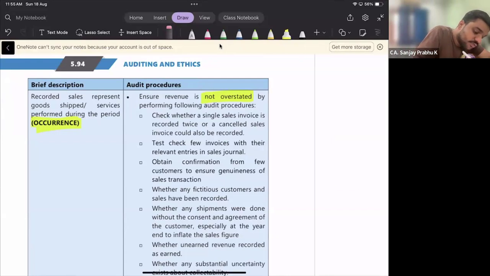Check whether a single invoice is recorded twice. Sometimes they will record the same invoice twice, so as an auditor, I have to check them. Test check a few invoices. What do you mean by test check? Sir, on a sample basis, I have to check a few sales invoices.